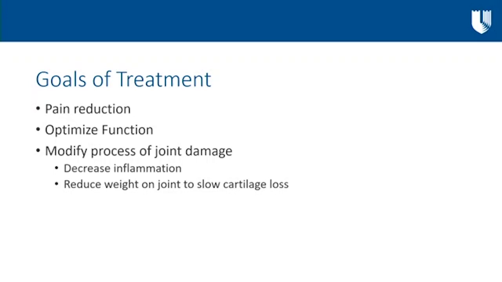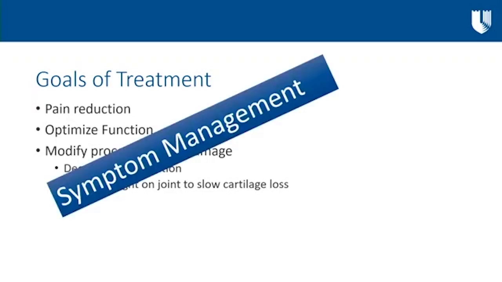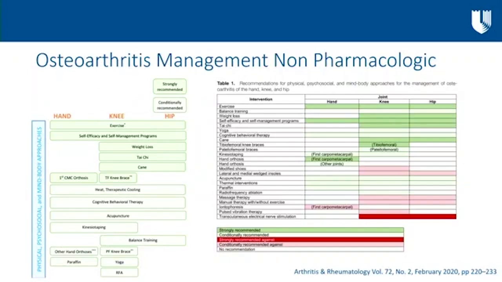So if there is some inflammation, can we decrease that? And is there a way we can decrease the weight on that joint to slow any further damage? So can we halt further damage a little bit? But really, we're just gonna be focusing on symptom management. So how can we make things better and give you back a little bit more quality of life? And with that comes a whole lot of recommendations.